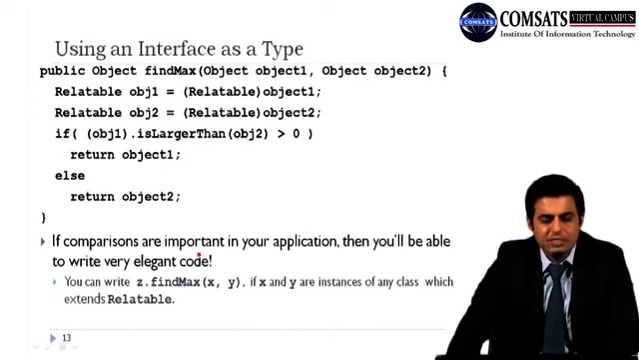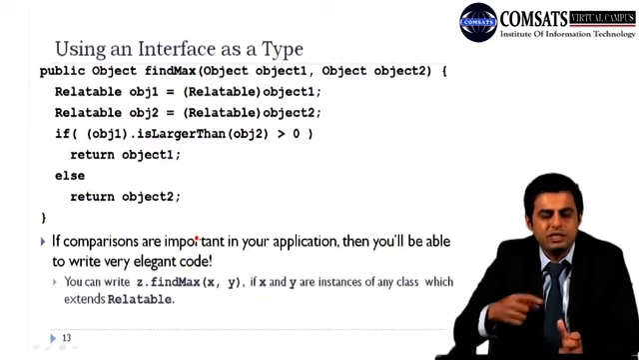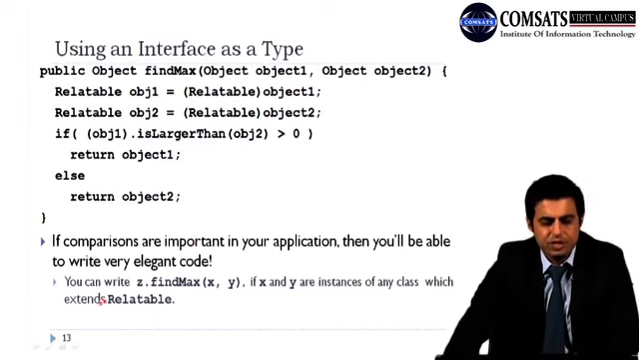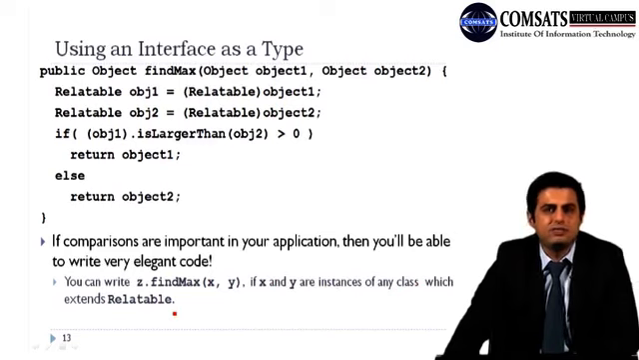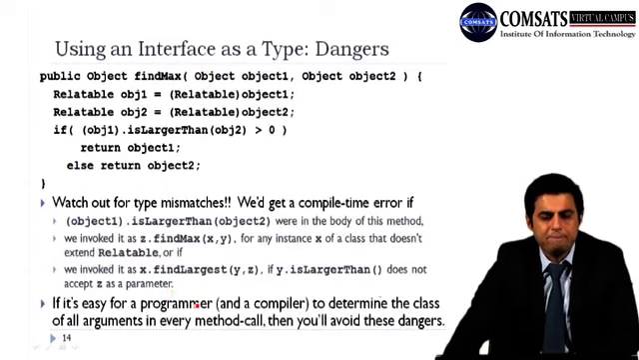So if comparisons are important in your application, you will be able to write very elegant code if you use interfaces as data types. You can write z.findMax as well if x and y are instances of any class which implements Relatable. It's not only about a class that implements Relatable, but also one that extends Relatable.